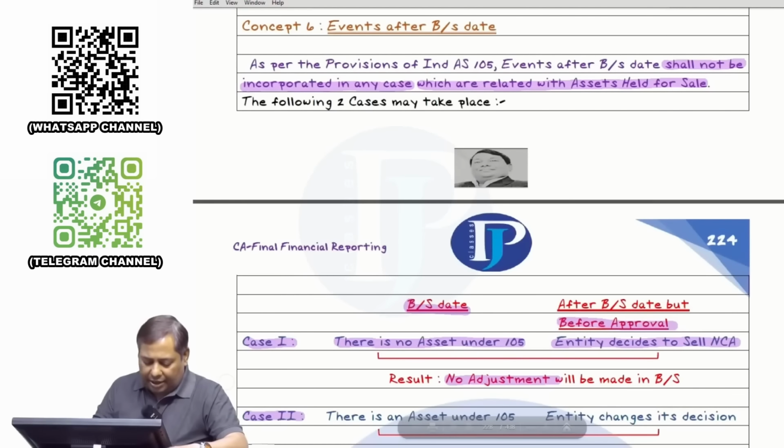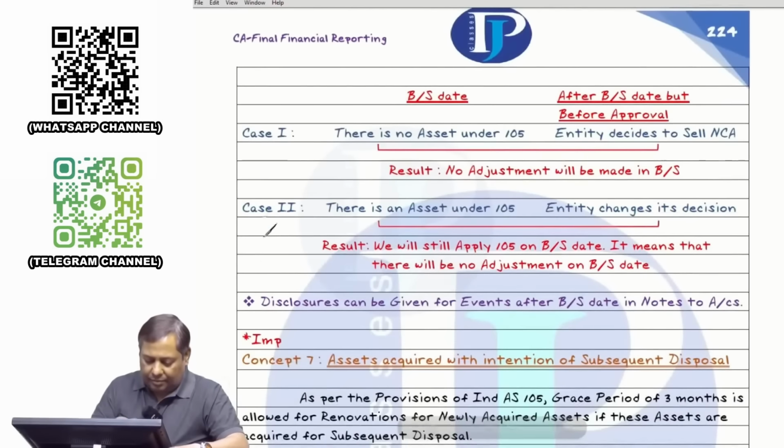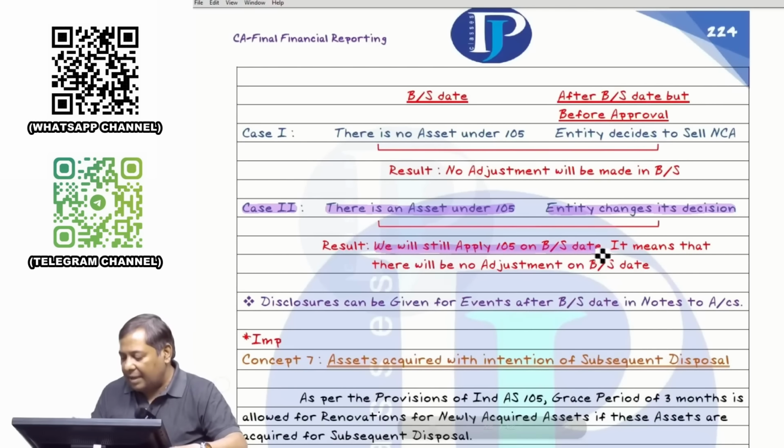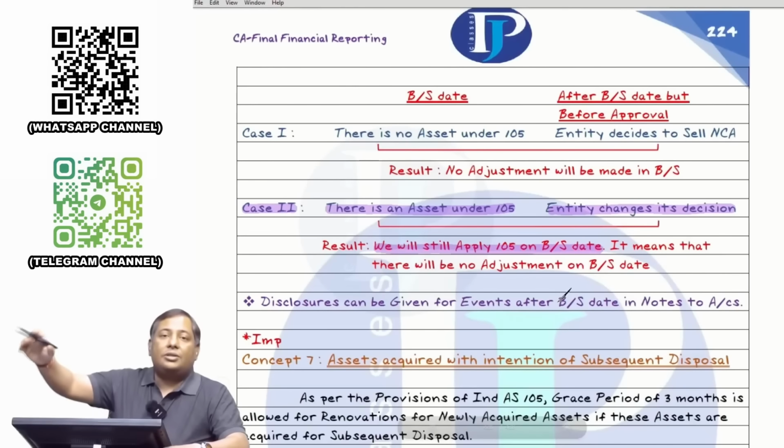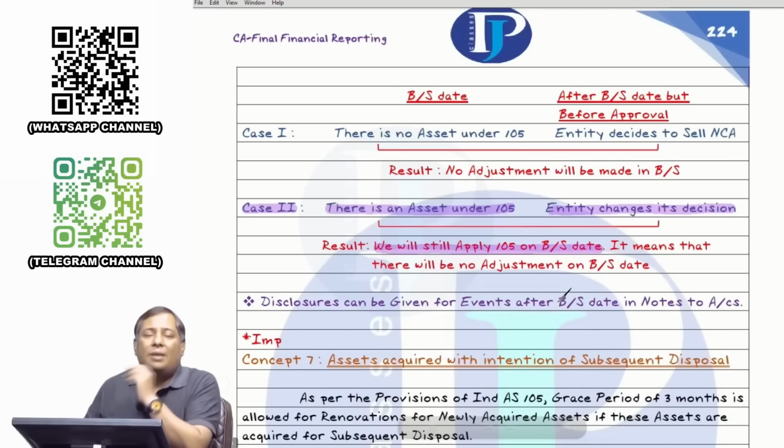Now the second case. Look at the second case. So students, we had an asset of 105. But if there is a change in plan, still we won't make adjustments. We will still apply 105 on the balance sheet date and look at the change in plan next year, okay? So this means you don't have to make any adjustments related to 105 in Ind AS 10. This is the rule that I told you.